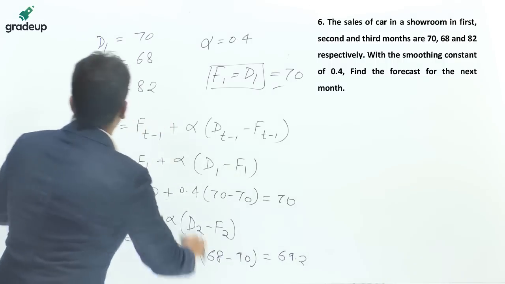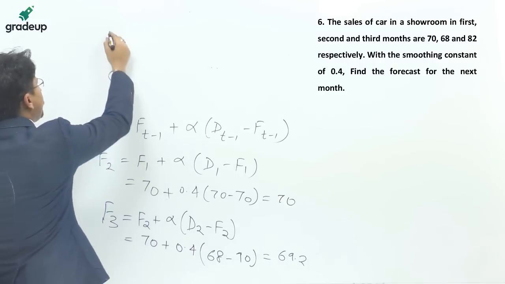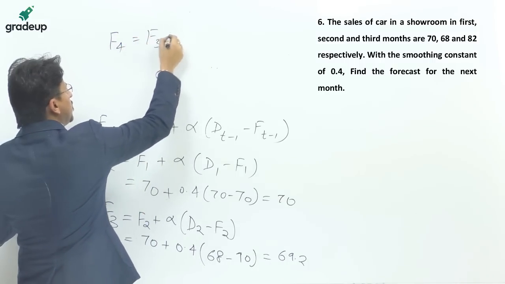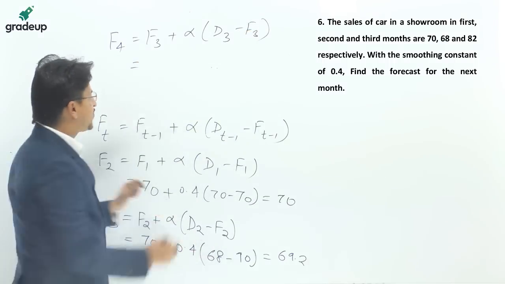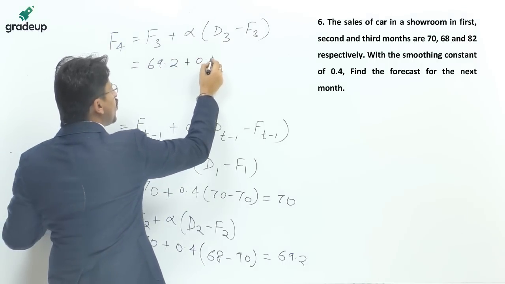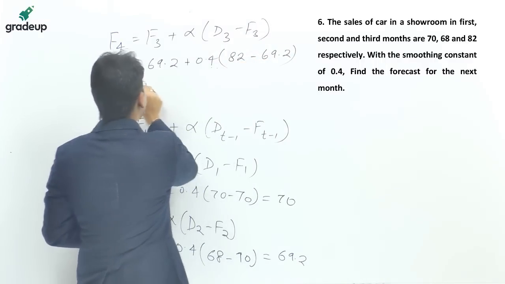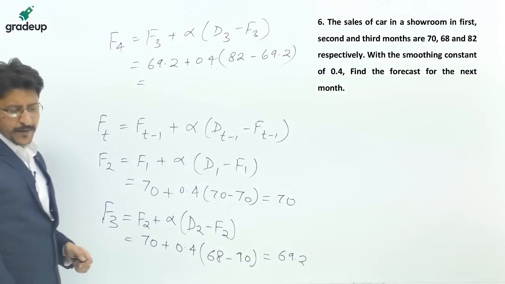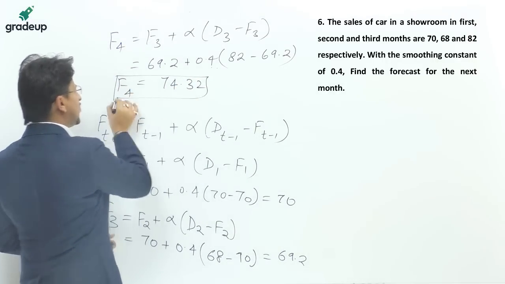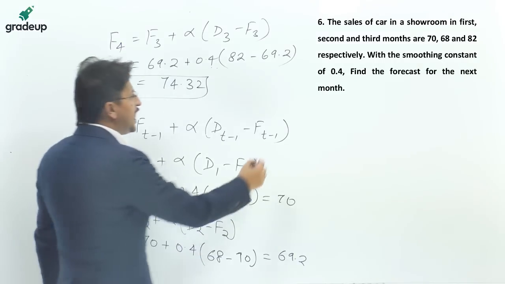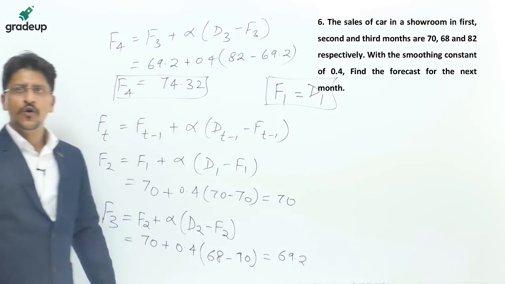Okay, now you have to find out F4. F4 is equal to F3 plus alpha (D3 minus F3). Okay, F3 we have got as 69.2 plus alpha 0.4, D3 is 82, 82 minus 69.2, and this is equal to how much? This will become equal to 74.32. This is only what was asked, F4. So this is your answer. The only important concept in this question was that if the forecast for the first month is not given, consider that equal to D1 and proceed.